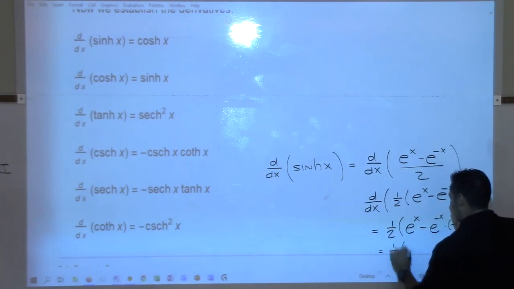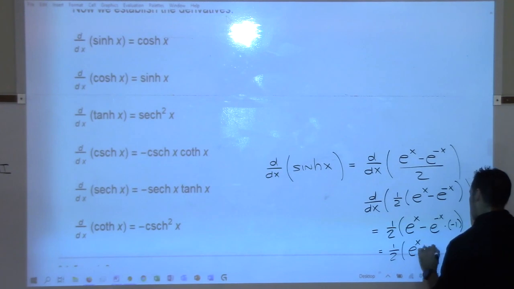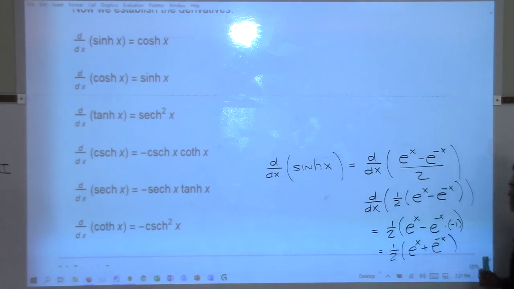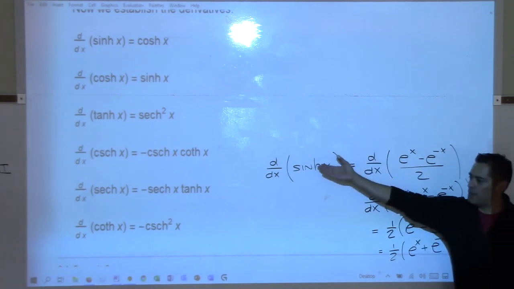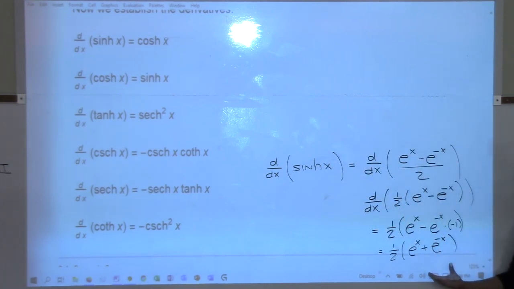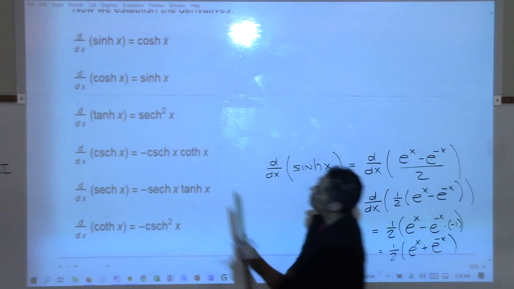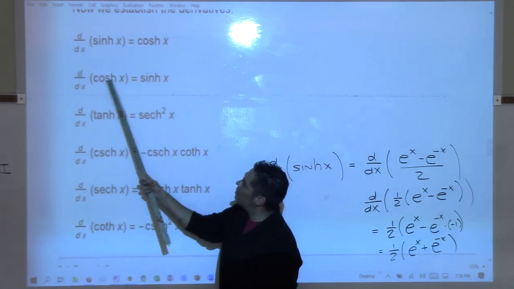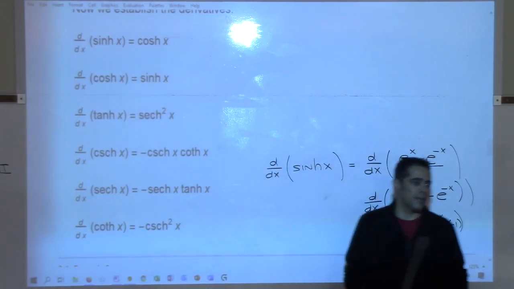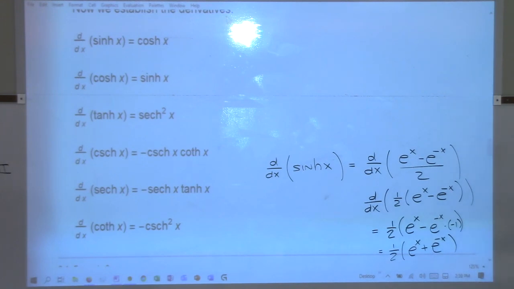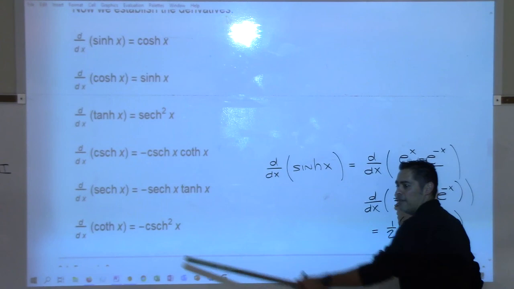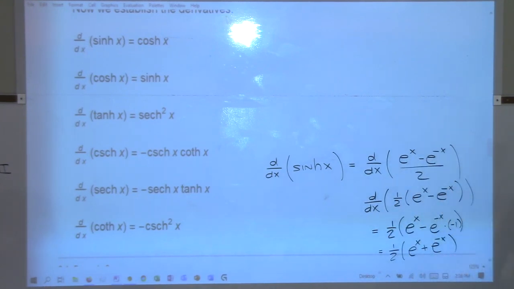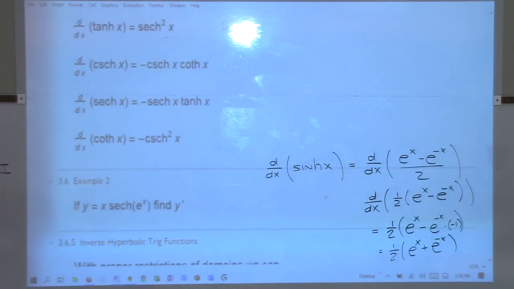Isn't that the same as what cosine hyperbolic is? Y'all see that? Put the 2 back on the bottom. Now you're looking at cosine hyperbolic. So the derivative of hyperbolic sine is hyperbolic cosine. That shows that's true. And if you do the same thing with cosine hyperbolic, you can show that it's sine hyperbolic. Again, these are things you don't have to prove, but you all need to know these are here, right? 2 minutes. I think that's probably where we're going to stop.